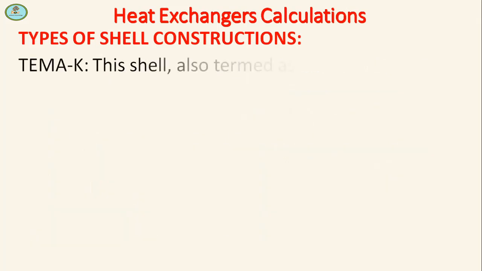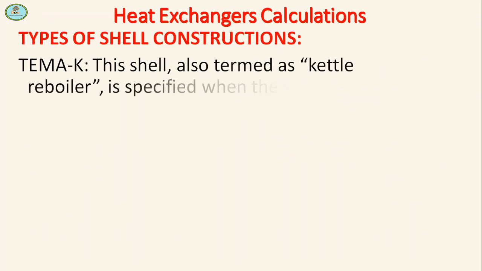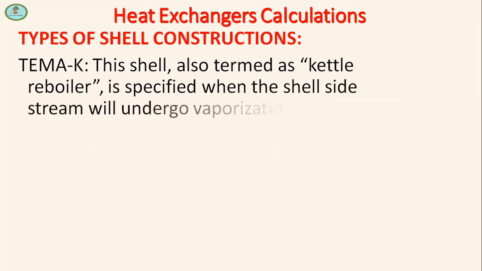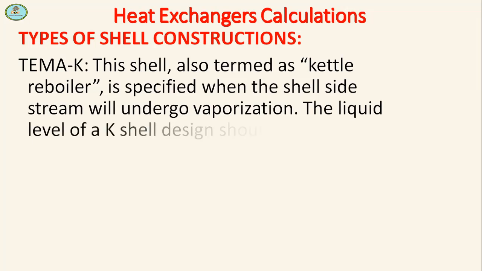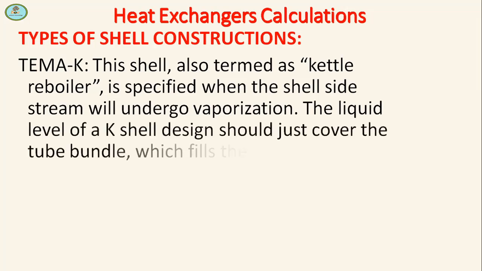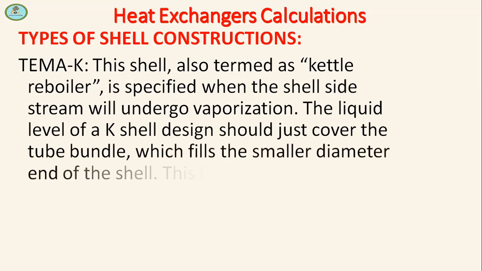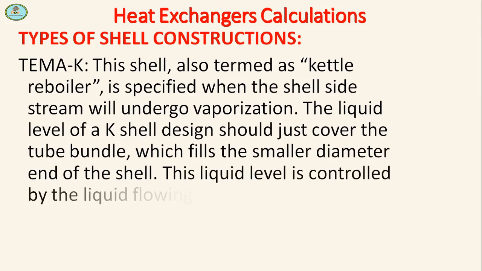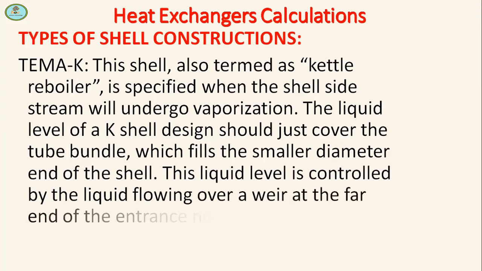TEMA K: this shell, also termed a kettle boiler, is specified when the shell side stream will undergo vaporization. The liquid level of a K-shell design should just cover the tube bundle, which fills the smaller diameter end of the shell. This liquid level is controlled by the liquid flowing over a weir at the far end of the entrance nozzle.